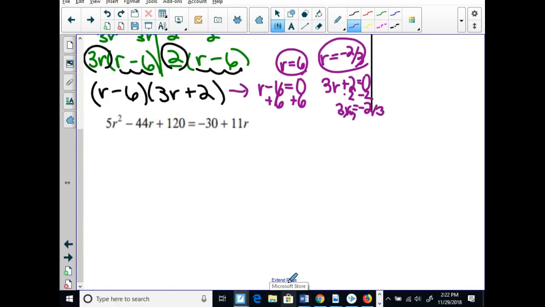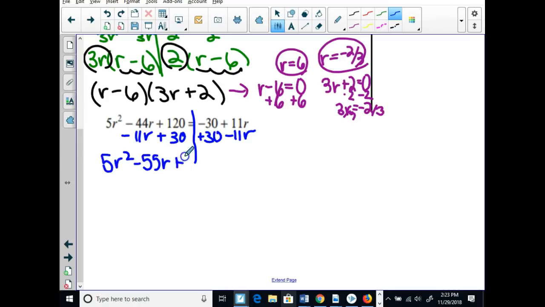I have 5r squared minus 44r plus 120 equals, or excuse me, is it negative 30 plus 11r. Okay, so this step 1, this is not equal to 0. I need to get this equal to 0 by adding 30. Well, where do I add it? I need to combine like terms. I need to subtract 11r. Subtract 11r. I have 5r squared minus 55r plus 150 equals 0.